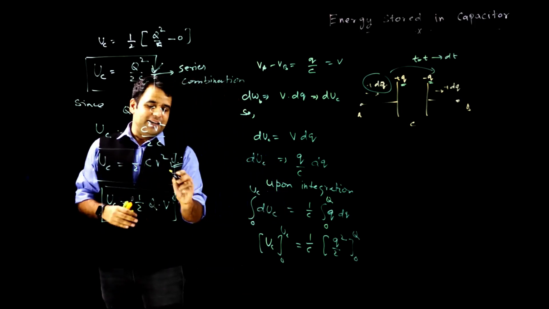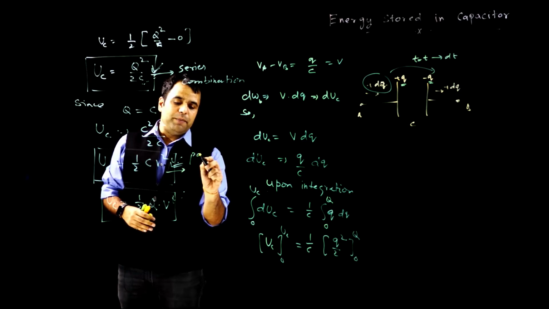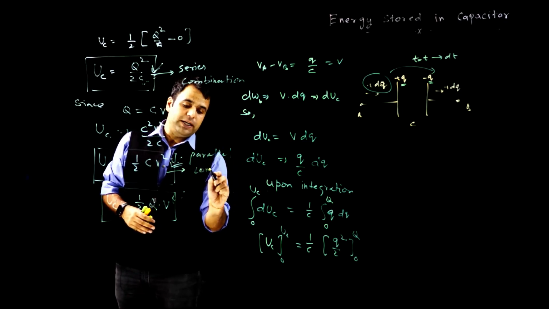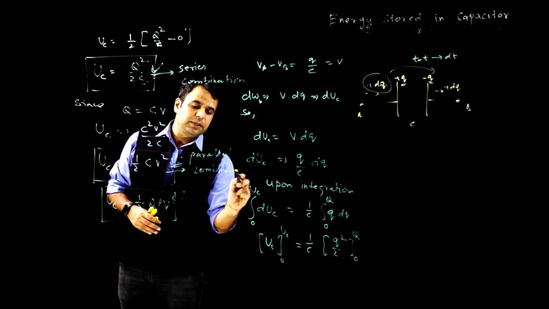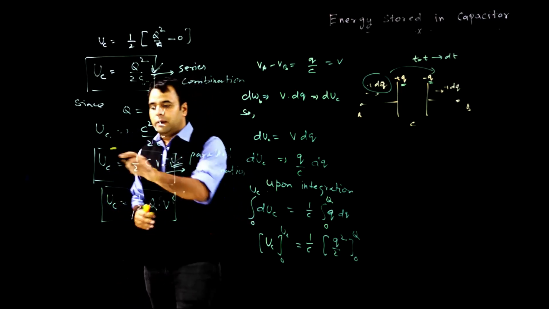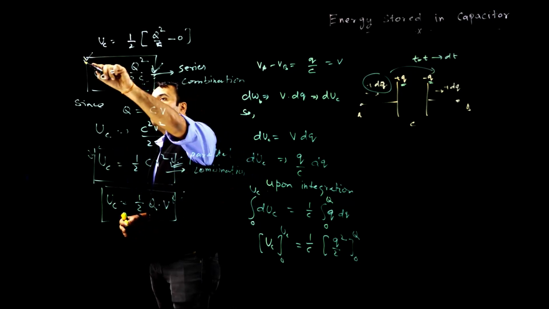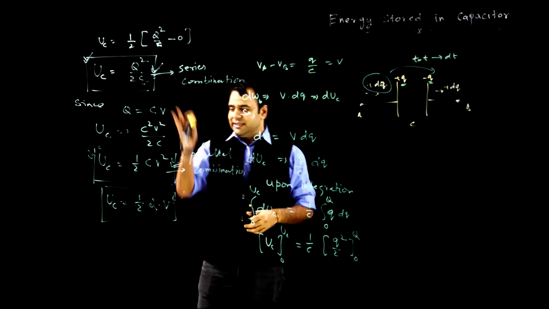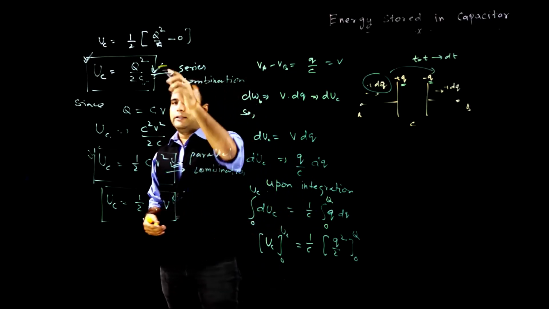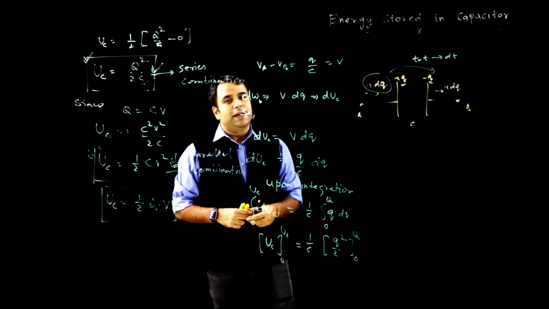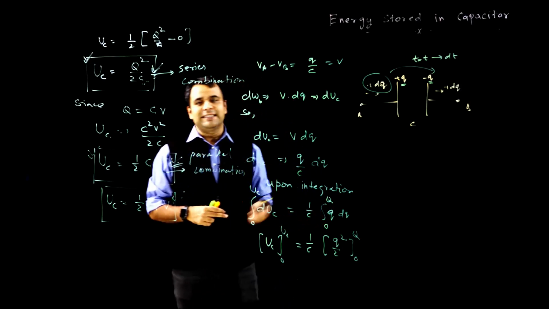And as you can see here, in the case of a parallel combination, the voltage across each capacitor is the same, so we use this formula. This formula is used for the parallel combination, and the other formula is generally used for the series combination. So these three formulas are there. One should memorize all three formulas, and this is the derivation of how we calculate the energy stored in a capacitor. I hope you understood this. Thank you.